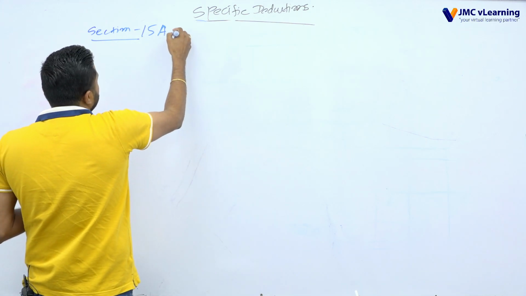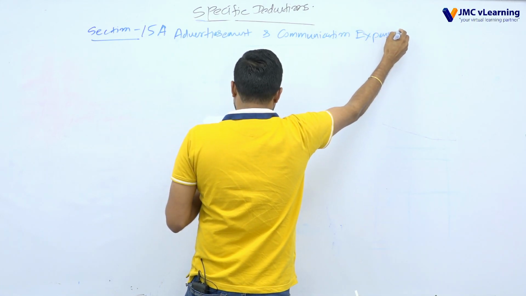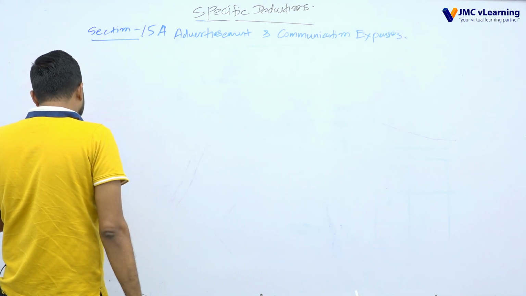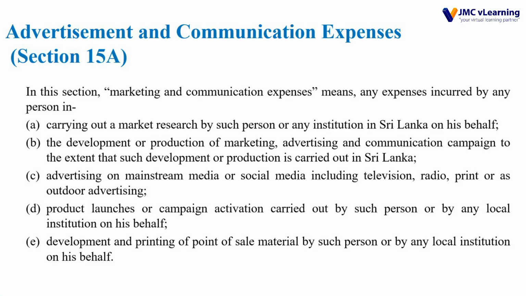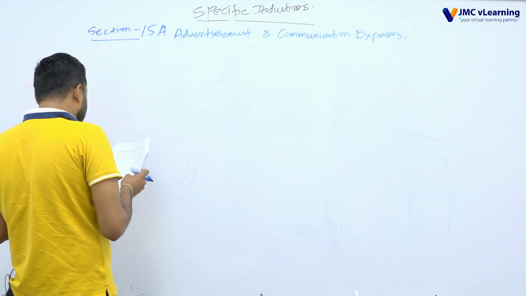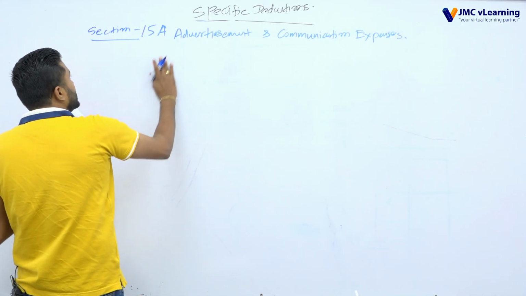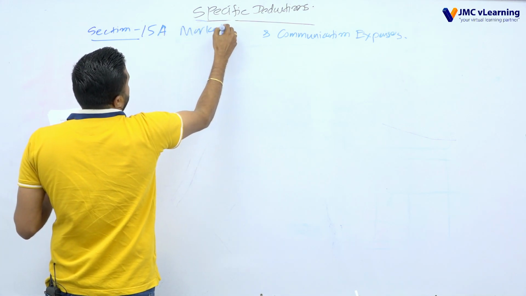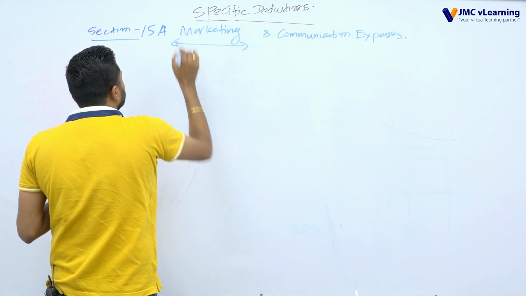That is advertisement and communication expense. In that section on advertisement and communication expenses, they have defined what the meaning of advertisement and communication expense is, and you can see it in your tax Act. So what you need to understand, my dear students, is that the correct name, it is better to use not advertisement but marketing, right? Marketing and communication expense. So you know the marketing.